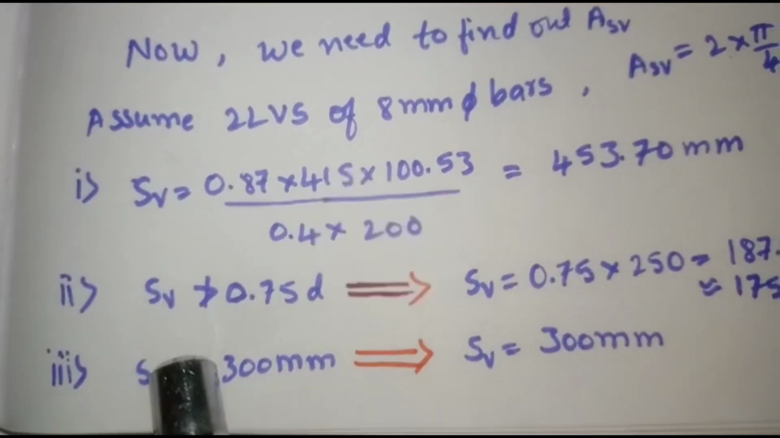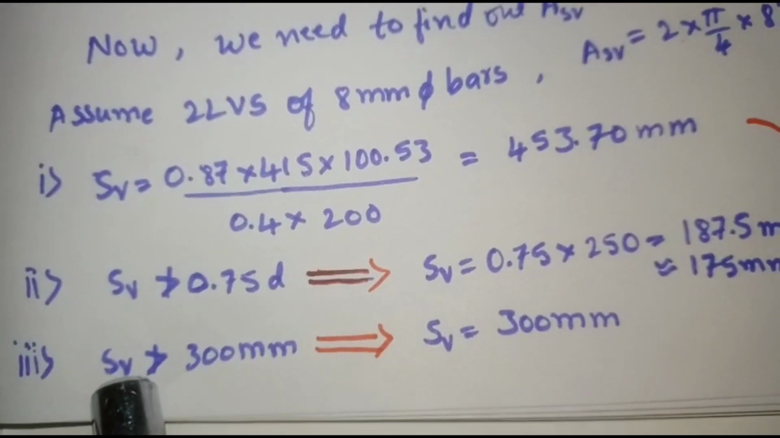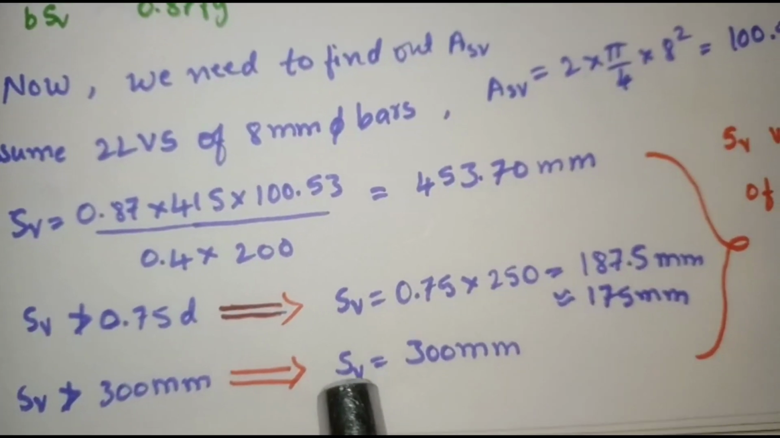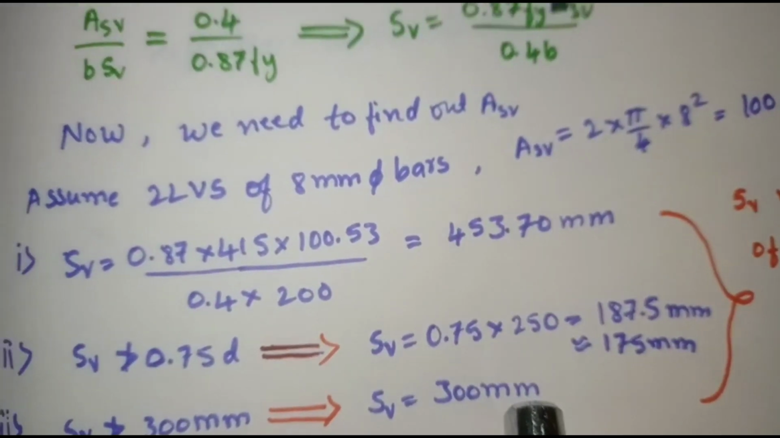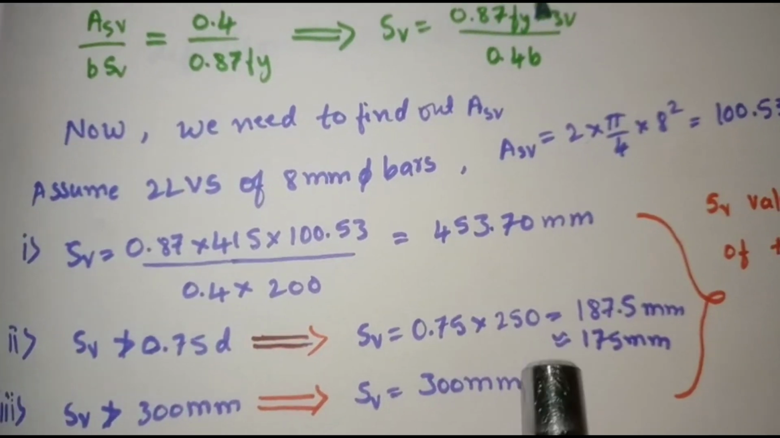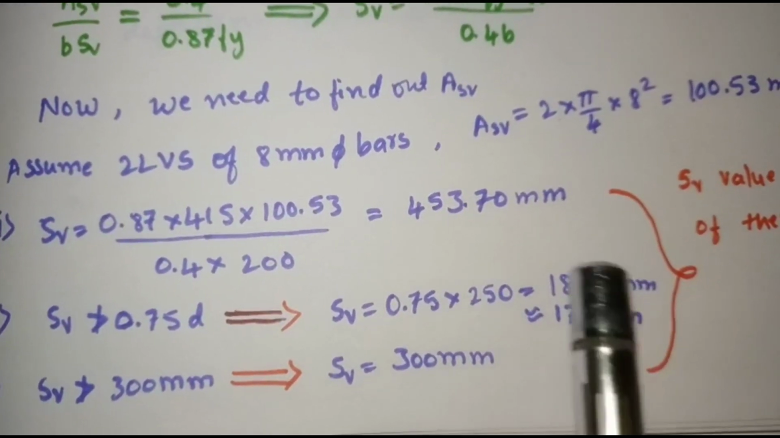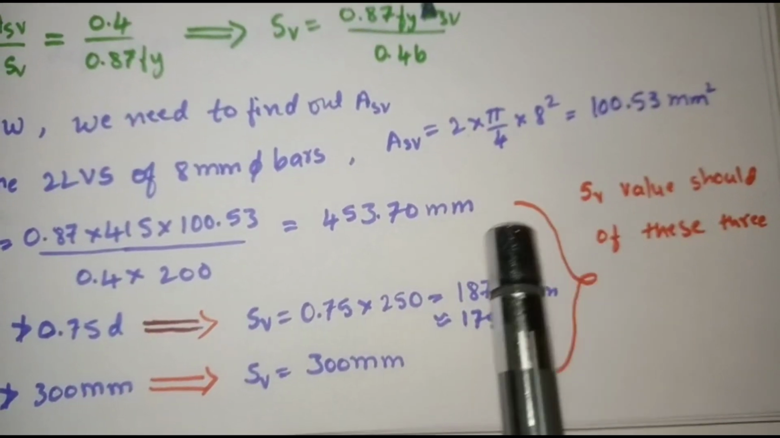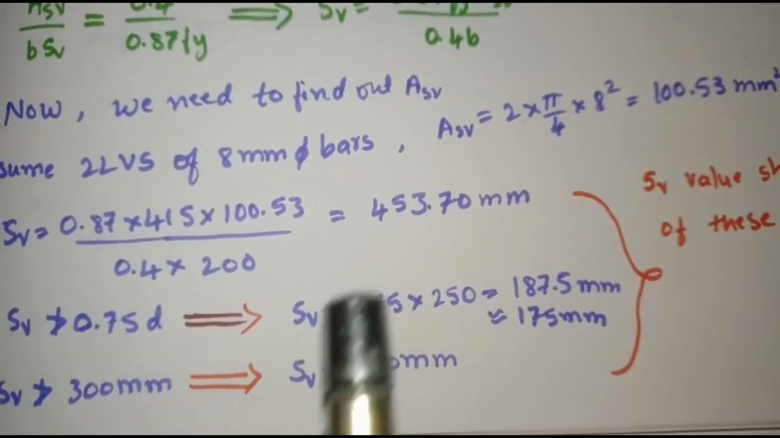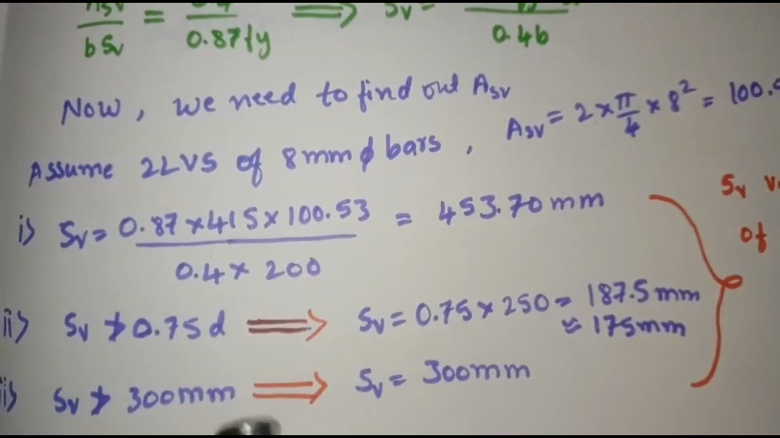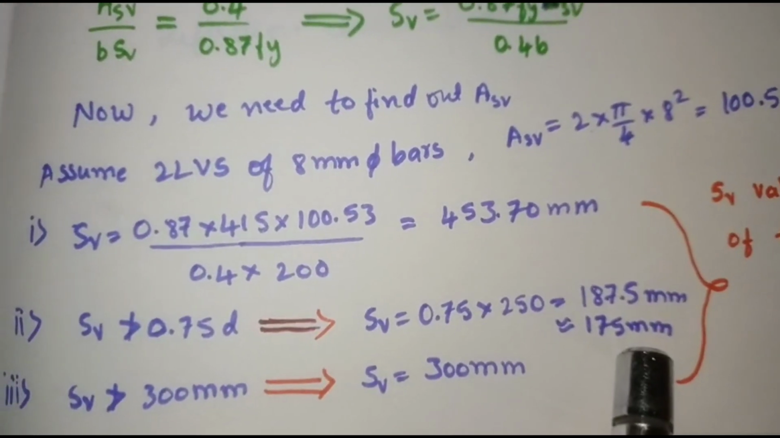So number 3, the third criteria is SV should not be greater than 300 mm. So that's why I am taking SV is equal to 300 mm. They have also mentioned the spacing of stirrup should be the least of these three. Our SV value should be the least of these three. So which is least? 175 mm is least. So I am taking SV value as 175 mm.